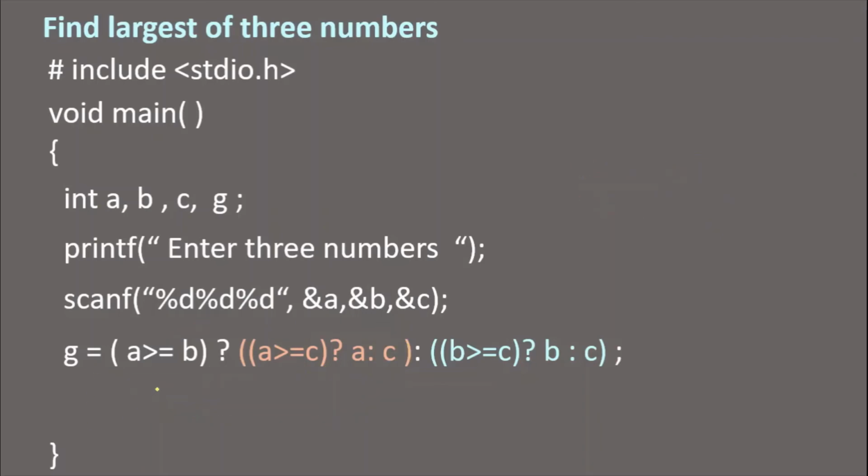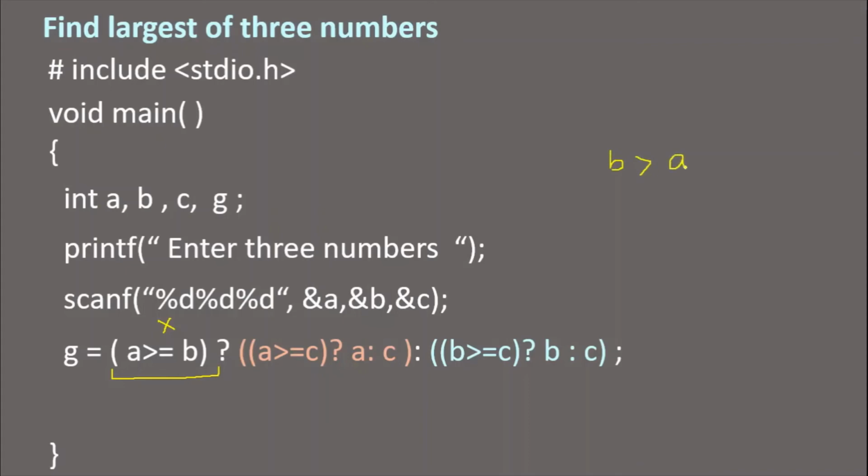Now let us check the third possibility. What is the third possibility? The third possibility is that this condition is false. This condition is false means A greater than or equal to B is false. It means that A is not greater than or equal to B. Can I say that B is greater than A?